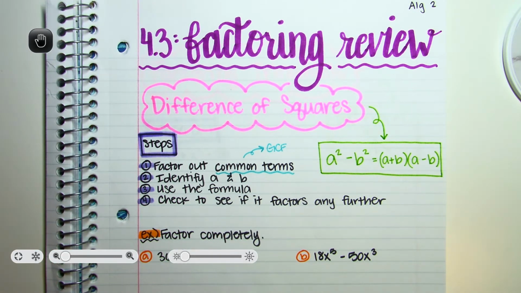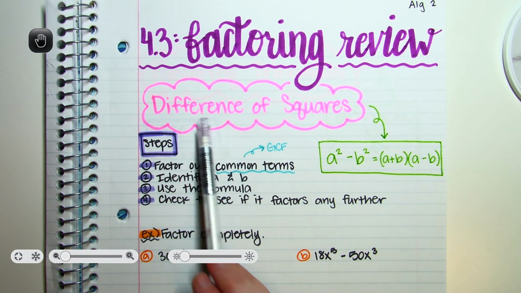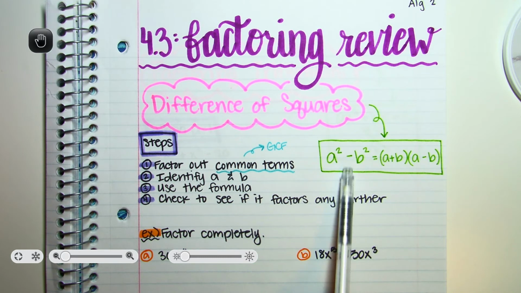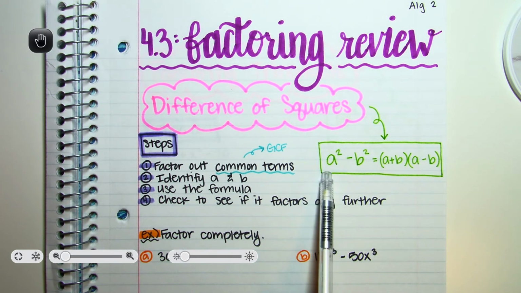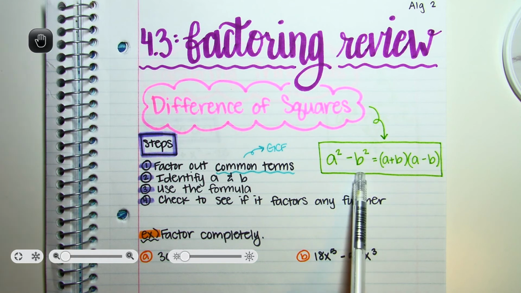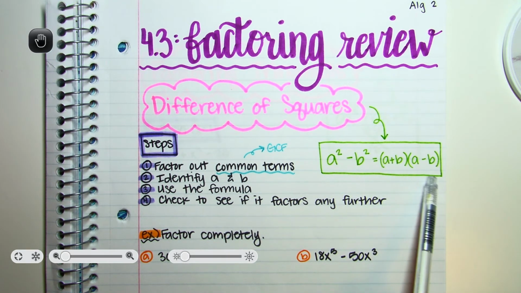All right, so first form of factoring that we're going to look at is called the difference of squares. So this is when we have a squared minus b squared. Notice difference means subtraction, and squares means perfect squares. So a perfect square minus a perfect square is equal to a plus b times a minus b. So this is the difference of squares.